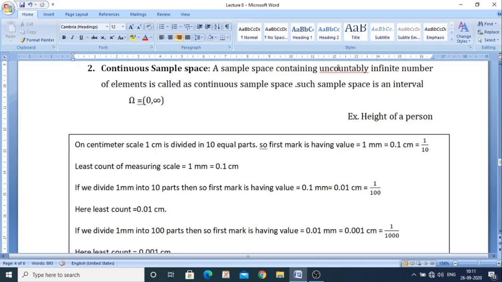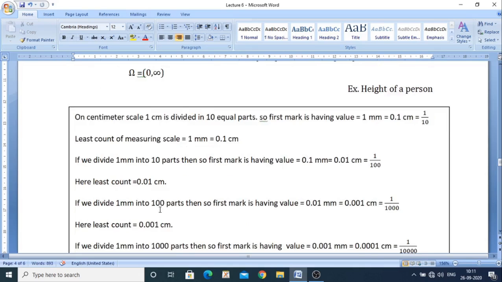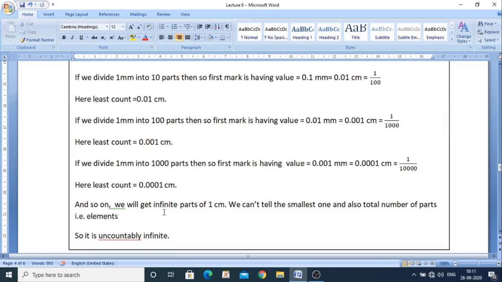So we cannot count the points between 0 and 1 centimeter. So those are uncountable, and infinite also, because we cannot tell how many points are there, what is the smallest one and what is the largest one. So we cannot say whether after 0, 0.1 comes or 0.001 comes or 0.0001 comes, that we cannot count. So it is uncountably infinite.